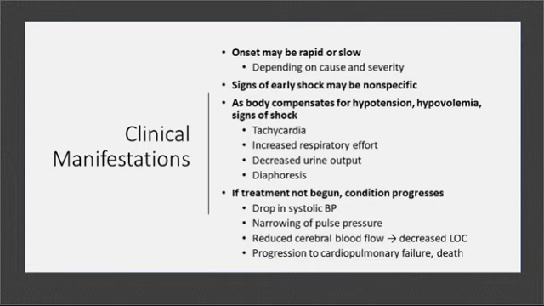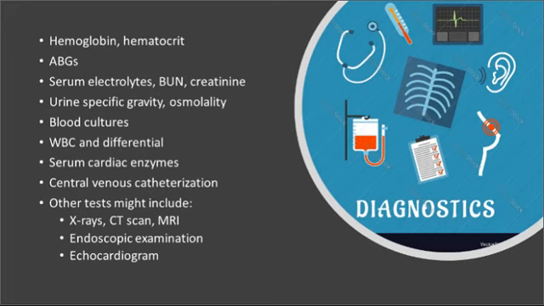We talked about the different stages, so let me go back to my notes with your stages. On slide 5, your early shock. Your compensatory shock is where your body compensates for the hypotension and hypovolemia. If treatment isn't begun, the drop in systolic pressure continues, with narrowing pulse pressure, reduced cerebral flow, decreased level of consciousness, and progression to cardiopulmonary failure and death. So this is just summarizing what we just talked about. Your manifestations are going to be everything we talked about.